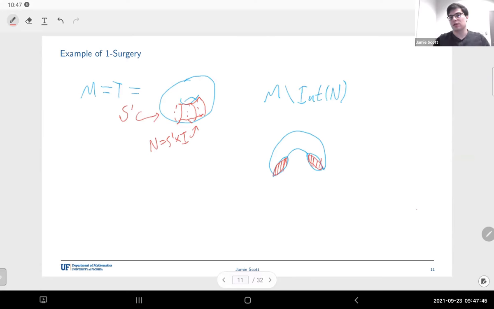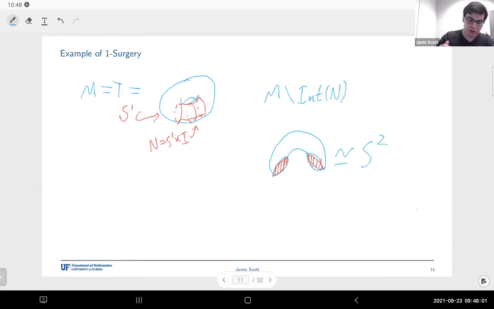But what is this? This is a sphere, right? So this is the same as a 2-sphere. Okay. And so moving on from some examples, we have the main theorem of surgery.